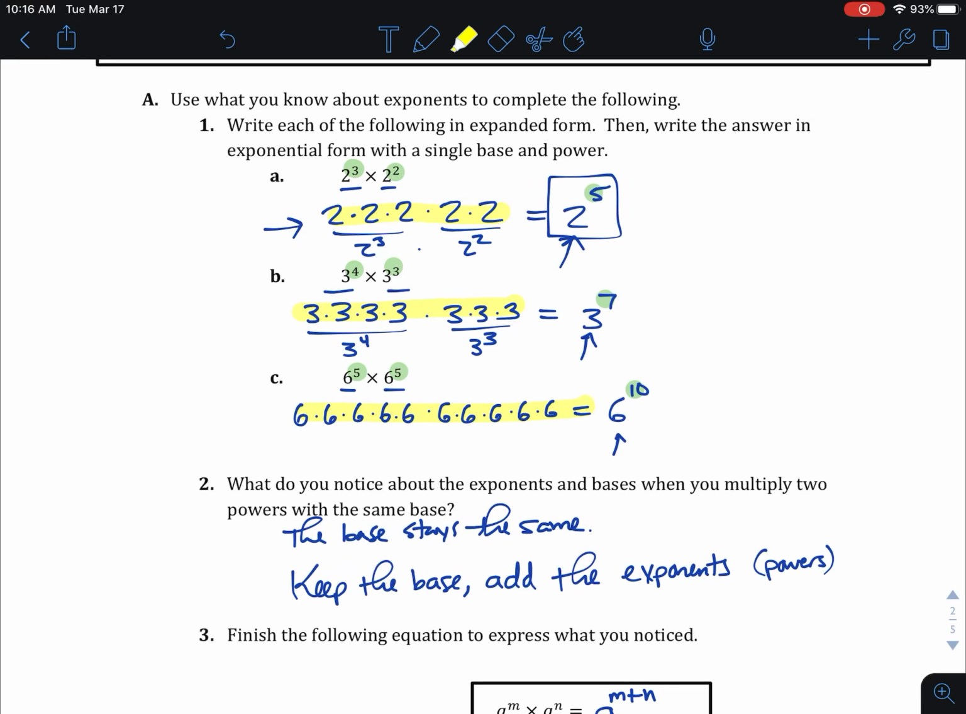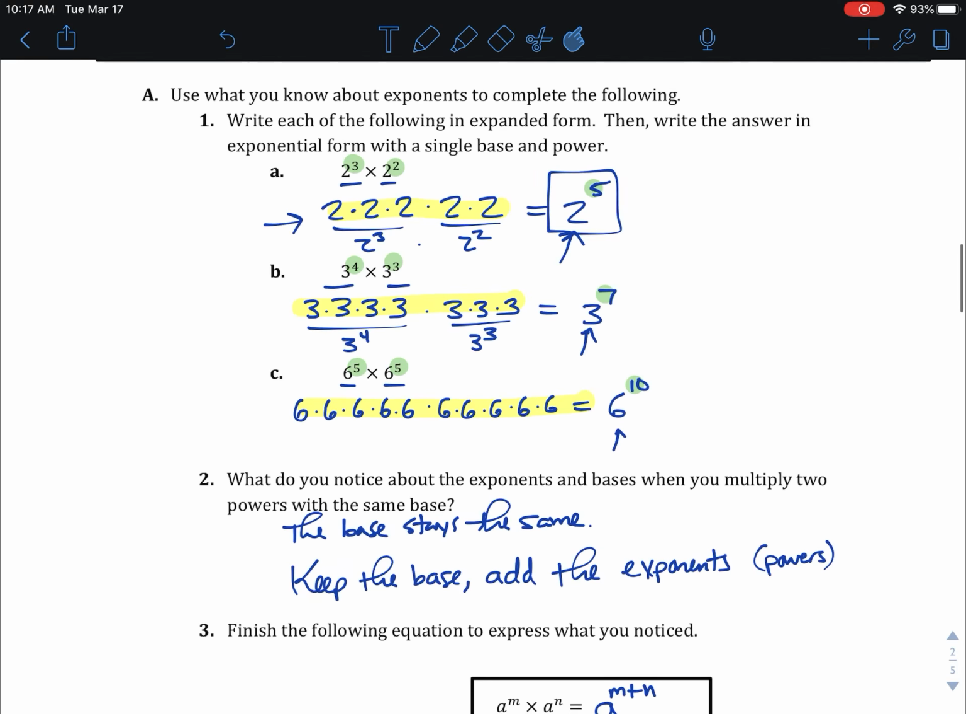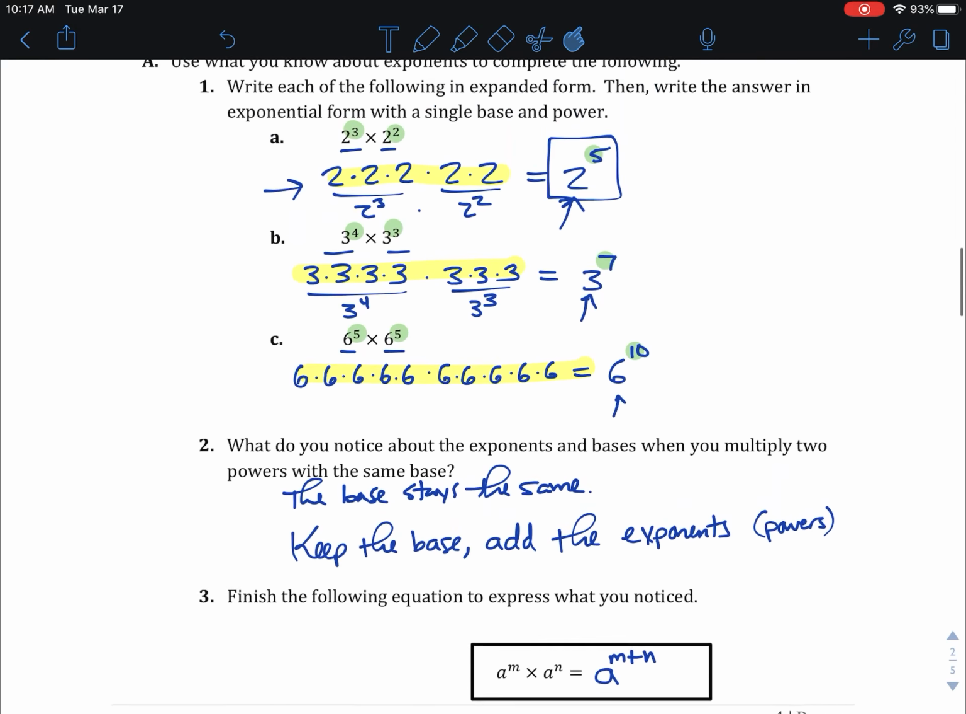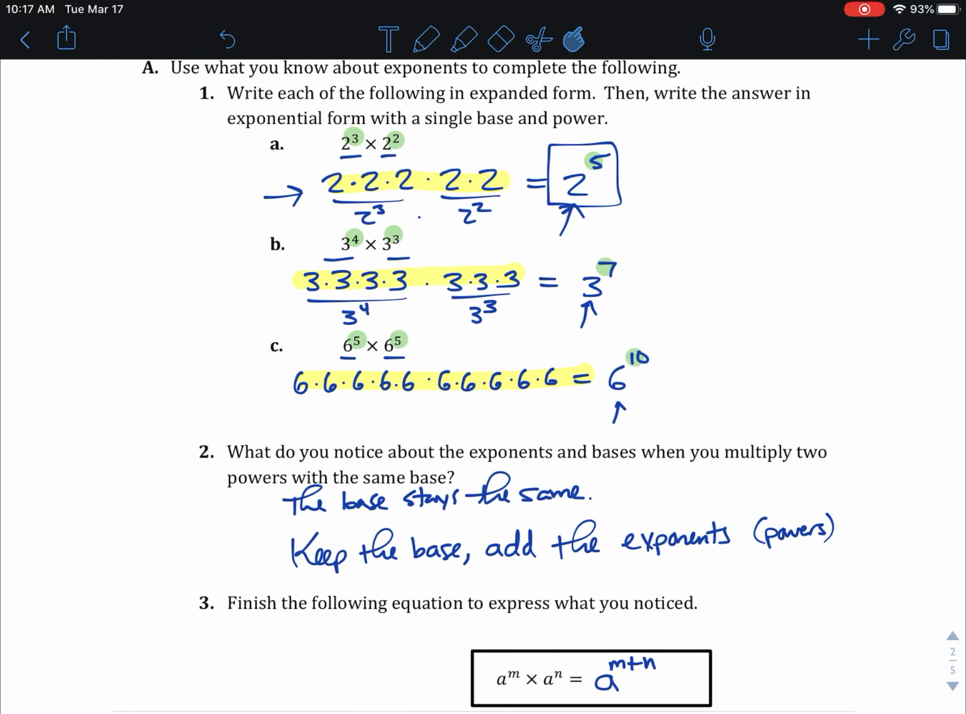And for these rules, you don't have to memorize them at all. If you're ever not sure, just write them all out. Write it in expanded form, rearrange things if needed, and just count how many pieces you have. That way you can get the right answer without having to memorize a million different rules. So that was our rule for multiplying with the same base. Keep the base, add the exponents.